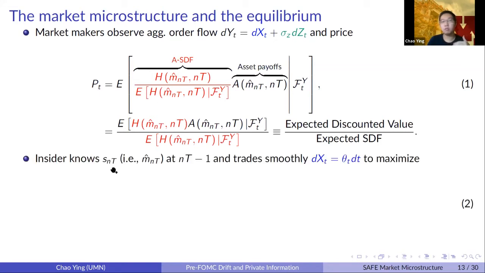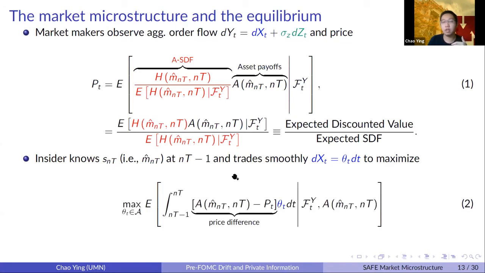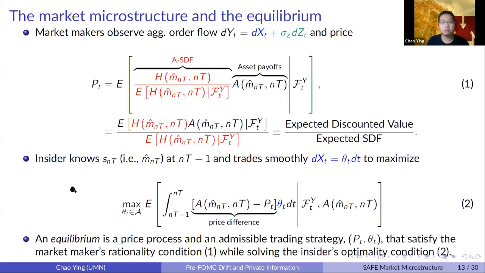The insider knows the news earlier, so she has the perfect knowledge of the expected growth rate upon announcement earlier. Following Back 1992, I assume that the insider will trade smoothly to maximize her expected terminal profit, which is the price difference times the number of shares traded. She understands that her trading will affect the price, so she will play strategically. Here is the definition of the equilibrium, which is pretty standard: there is a price process and a trading strategy that satisfy the market maker's break-even condition and maximize the insider's profit.